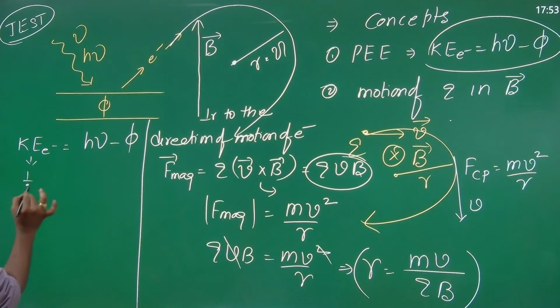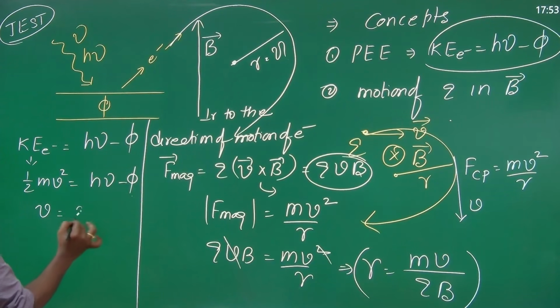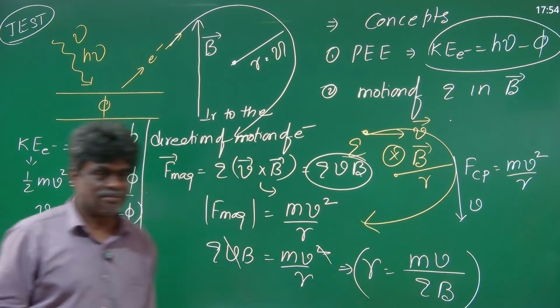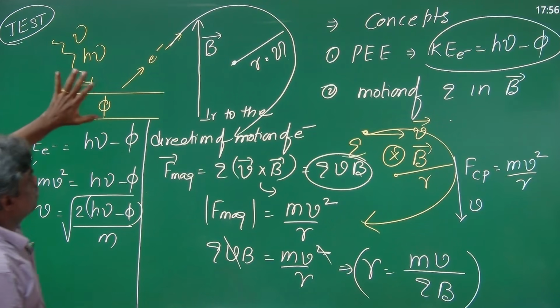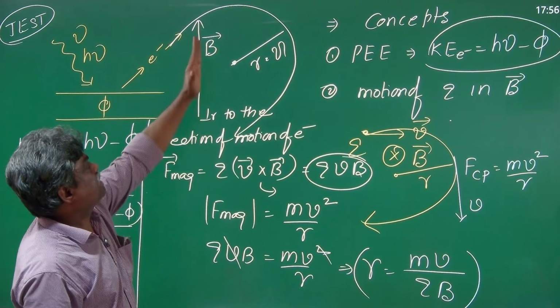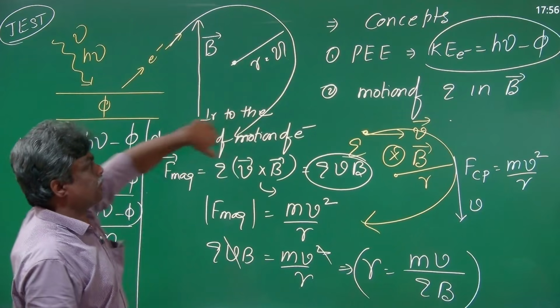What is the kinetic energy? Now what will you do? One more time, the question is simple. The electrons are coming out from this metal surface and a magnetic field is applied perpendicular to the direction of motion. Then they are asking what is the radius of that circular path.